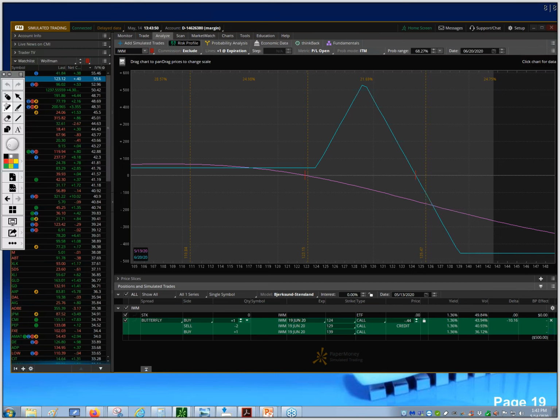So we are long the 124s, which is right here. So we're long a call here, and then we're short 2 calls here, right? And then we are long the 139s, which is right here. So we're long these. All right. So as the market goes down, the collection from this call spread pays for the width of this spread, right? So to the downside.